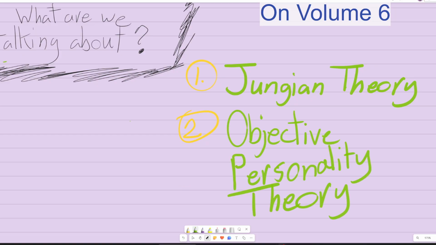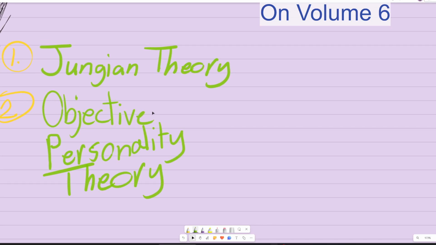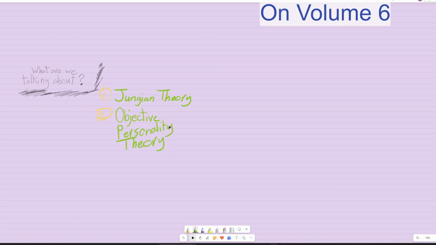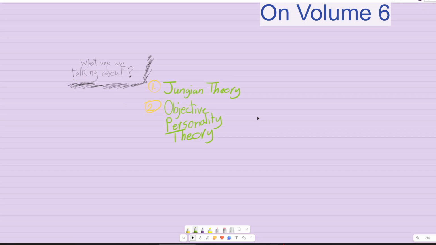Okay, so right now what are we talking about? We're talking about 1, Jungian theory, and 2, objective personality theory. So now we're zooming out a little bit, and we're going to change colors, and we're going to see what about this entry.